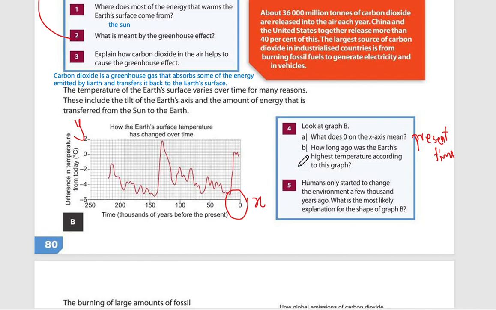Right, next one. How long ago was Earth's highest temperature according to this graph? Here you can see 100, here 150. So here is the highest peak ever recorded, the highest temperature ever recorded. So this is 125, because it's in the middle, no? So it's somewhere like 130, right? Not just 130, these are thousands. So 130,000 years ago.